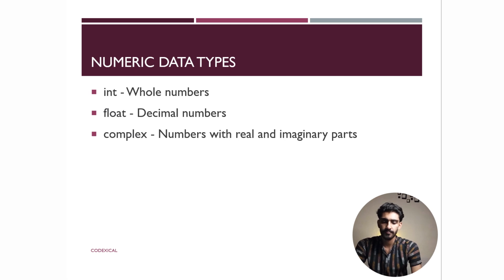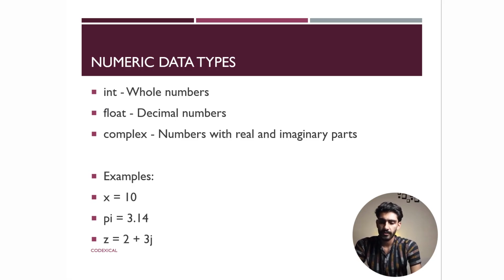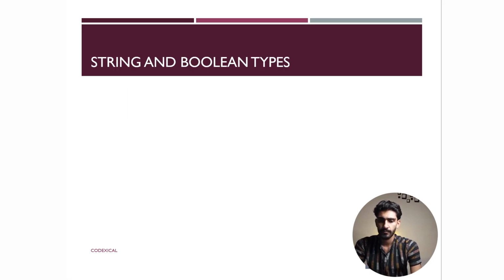These are also data types that are used in programming. In this example of the integer data type, first x is equal to 10, which is assigned as an integer value, and 3.14 as a pi value is included as a floating value, and the last, z is equal to 2 plus 3j, is a complex number, a combination of both real and imaginary parts.